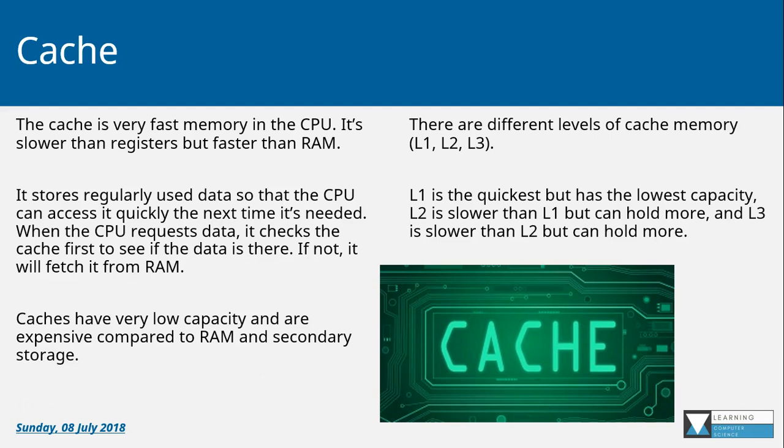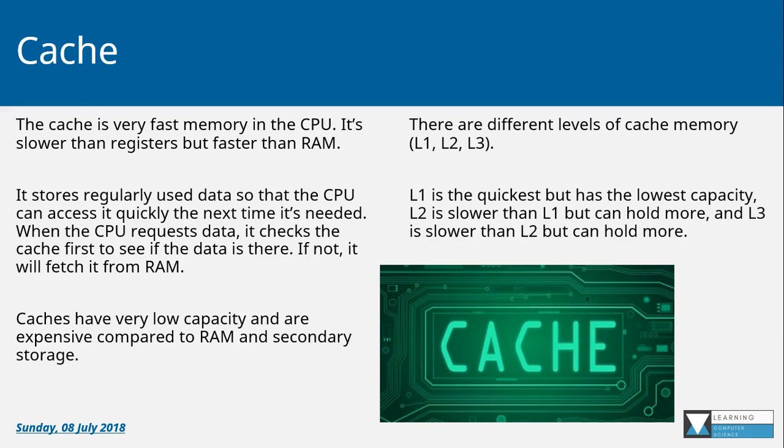However, if it is there, it's obviously a lot quicker and it can boot it up and start the program a lot faster. However, one of the problems with a cache is they have a very low capacity and they're very, very expensive compared to RAM and your secondary storage like your hard drive or your SSD. So that can be a problem if you want a really, really fast CPU.